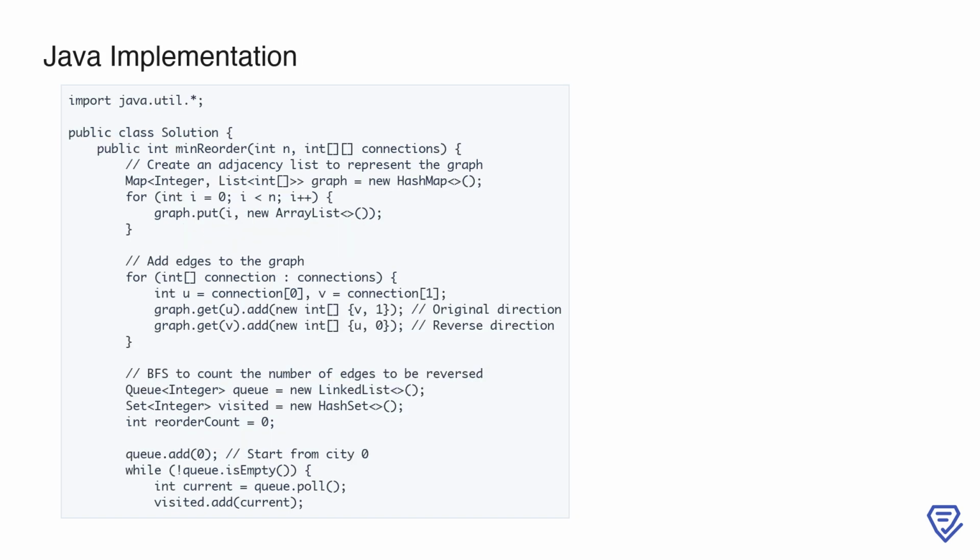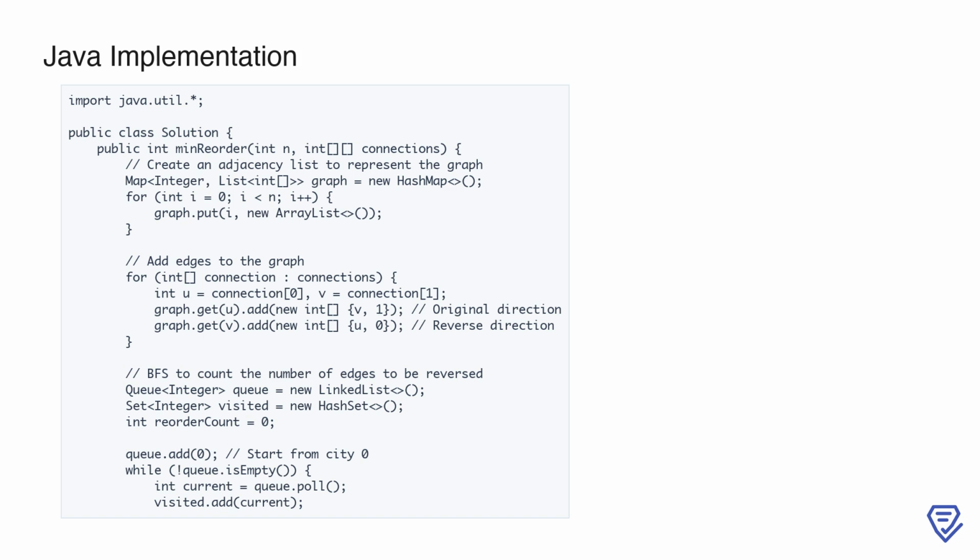Here, we start by defining our solution class and the method minReorder, which accepts the number of cities, n, and a 2D array of connections representing the directed roads between cities. To efficiently work with the graph, we create an adjacency list using a hash map. Each city is mapped to a list of its neighbors, where each neighbor is stored as an array containing the neighboring city and a flag indicating whether the edge is in its original direction. A value of 1 indicates the original direction, while 0 represents the reverse direction. Next, we iterate through the connections array to populate the adjacency list.